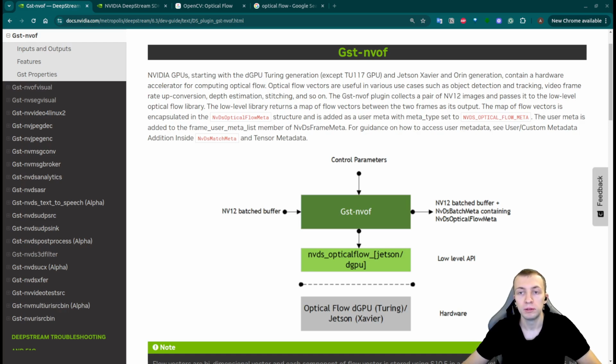NVIDIA Optical Flow DeepStream plugin is used for object detection, tracking, video frame rate up conversion, depth estimation, and so on. Basically, what it does, it takes a pair of NV12 images and passes them to the low-level optical flow library. This library will return the map of flow vectors between two frames as output.